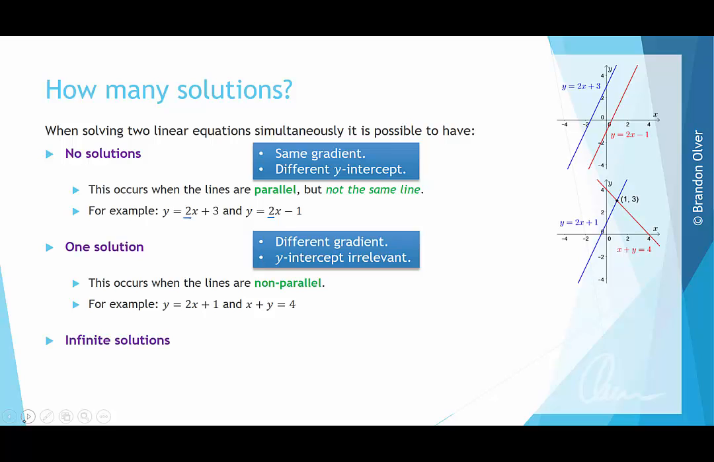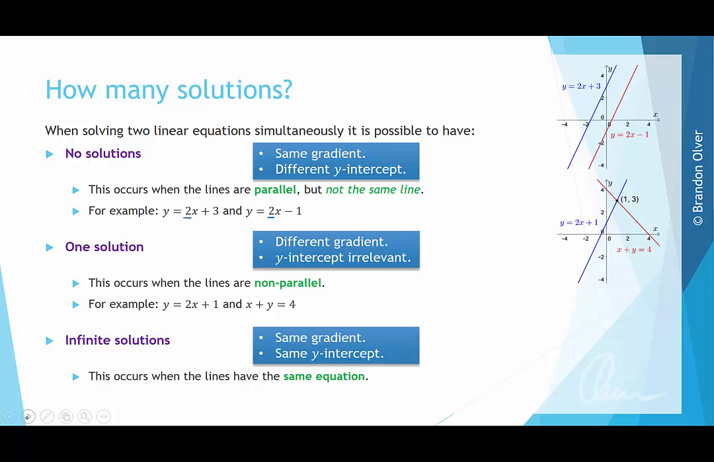It's also possible to have infinite solutions. This occurs when the lines have the same equation, and to have the same equation, they would have the same gradient and the same y-intercept. An example of this is y equals 2x plus 1 and 2y minus 4x equals 2, because if you rearrange that second equation, you in fact get the first equation back out. Over here on the diagram, you can see that the blue and the red lines sit exactly on top of each other, and they're lightly dotted in there so that you can see that they are in fact the same equation. So there are infinite solutions along that line that satisfy the set of simultaneous equations.